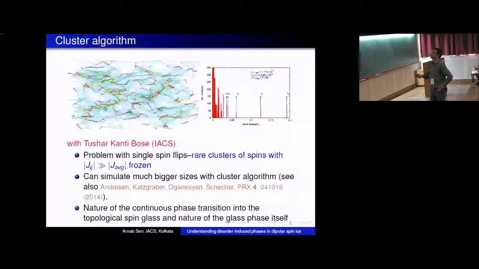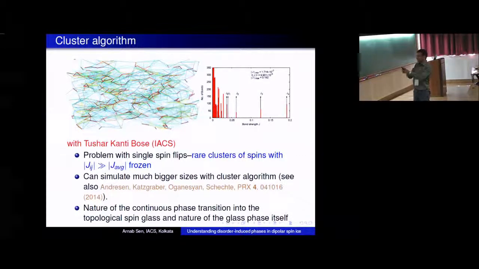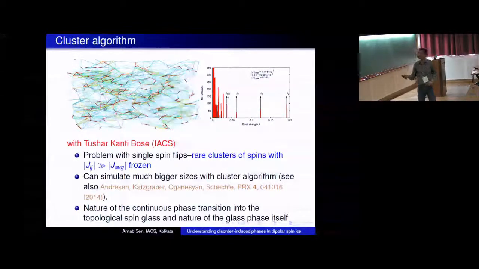So then we needed to devise a cluster algorithm where basically this snapshot and its color coding shows that if you have a darker color, that means that two spins are interacting with a stronger Jij. If there is a lighter color, that means that there is a weaker Jij. So you see, because there are these power law interactions, there is a huge hierarchy of possible interactions. But there is a way to devise a cluster algorithm which actually takes care of all that, and that actually works much better than any conventional algorithm.